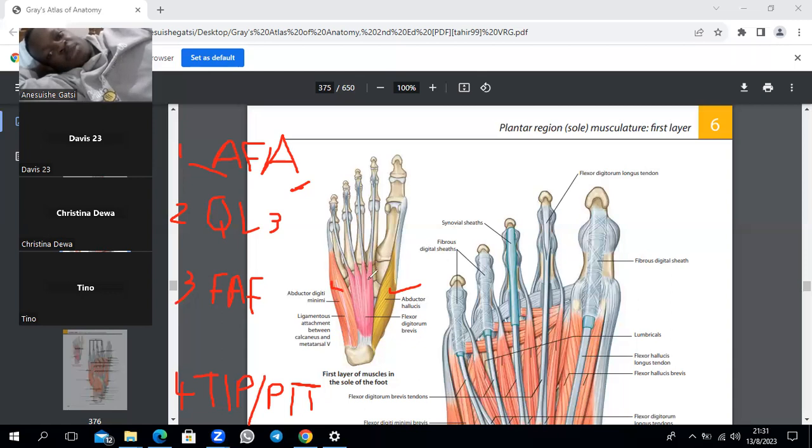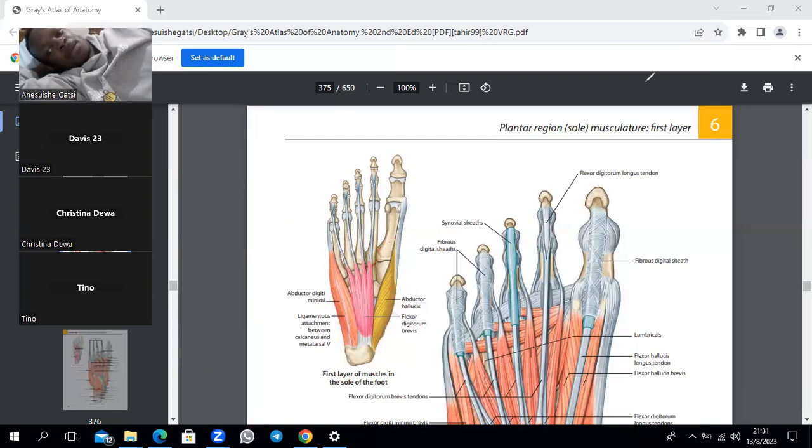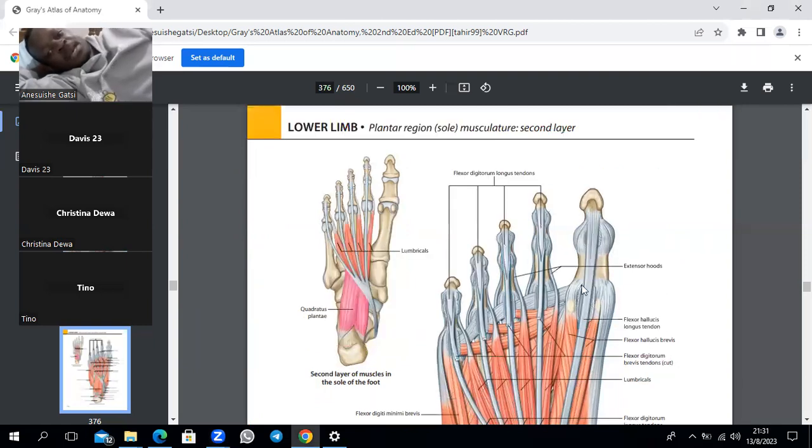The middle muscle is the flexor digitorum brevis, the F there. Then the second layer, I hope you have copied that down. Let me go to another diagram. The Q is quadratus plantae. This muscle here, quadratus plantae. The L are the lumbricals. So you also have lumbricals, just like in the hand.